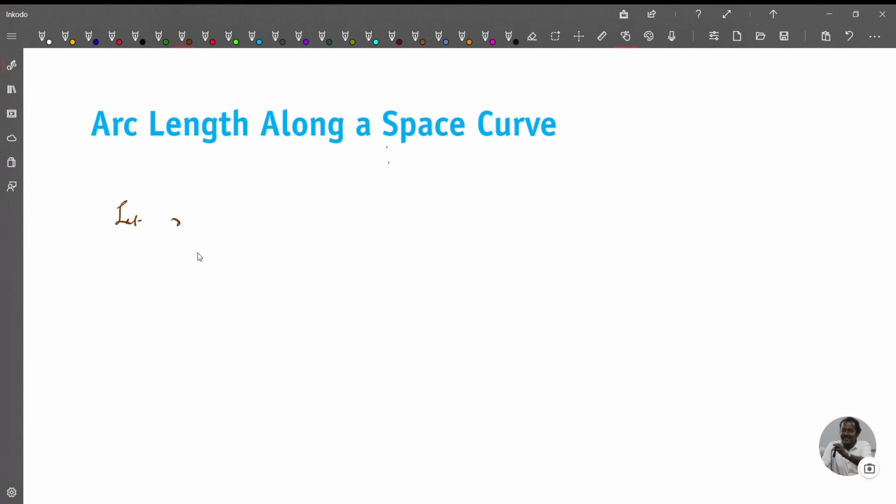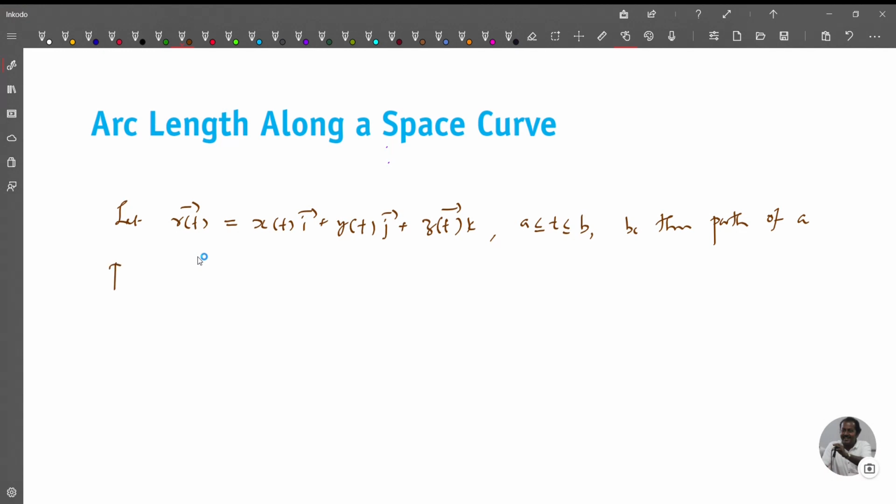Let r of t equal x of t i plus y of t j plus z of t k, a less than or equal to t less than or equal to b, be the path of a particle in space.